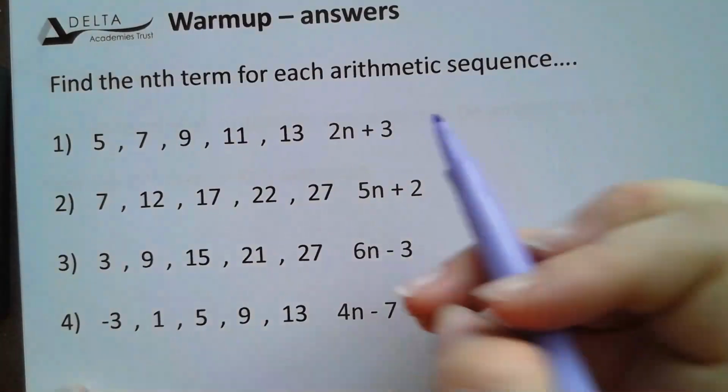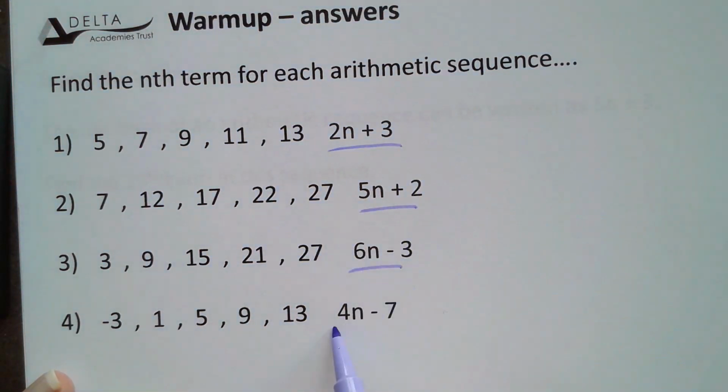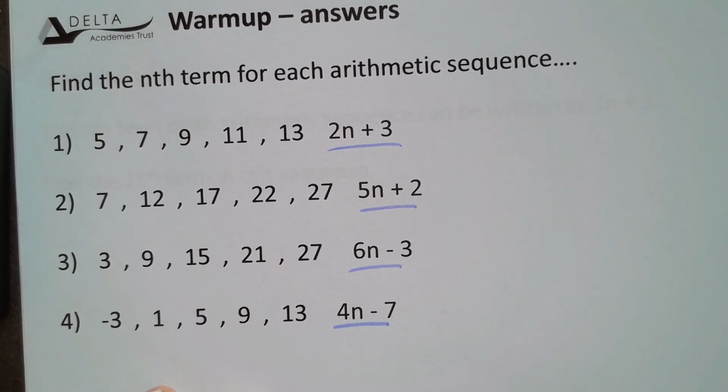So the answers to these are here. They're just going to be underlined in purple. They should be in red, but my printer is not playing ball with printing in colour at the moment. So you've got 2n plus 3, 5n plus 2, 6n minus 3 and 4n minus 7. If you've got any issues with any of those, please do make sure that you're looking back at clip 198 from yesterday and watching yesterday's video to make sure that you are up to speed.